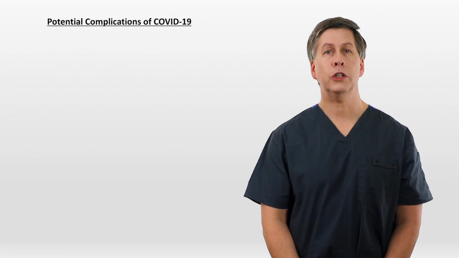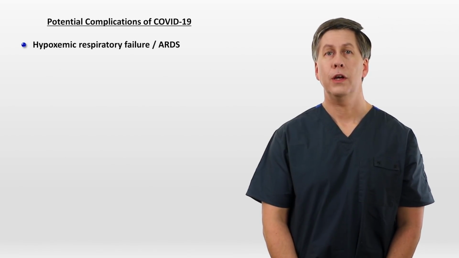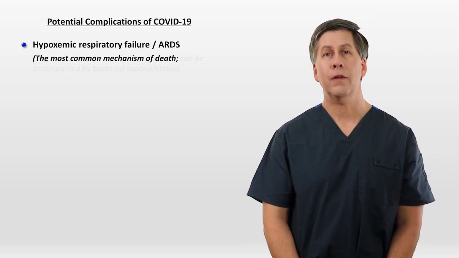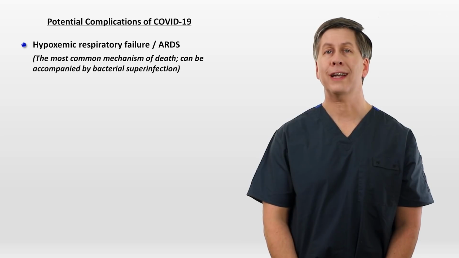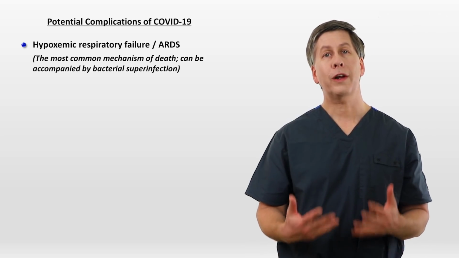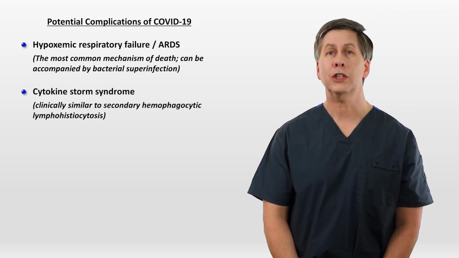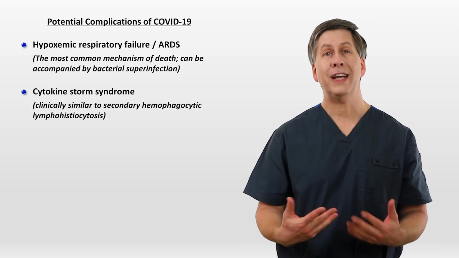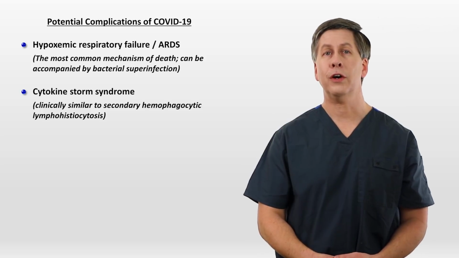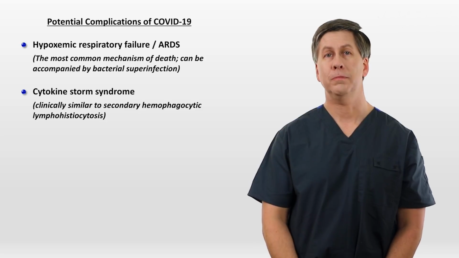There are some potential complications of COVID-19. As already mentioned, one is hypoxemic respiratory failure, secondary to ARDS. This appears to be the most common mechanism of death, and can be accompanied in a minority of patients by bacterial superinfection requiring antibiotics. Some critically ill patients also develop a cytokine storm syndrome, which is clinically similar to secondary hemophagocytic lymphohistiocytosis. Manifestations of this include cytopenias and organ failure, driven by excessive cytokines and subsequent hyperinflammation.